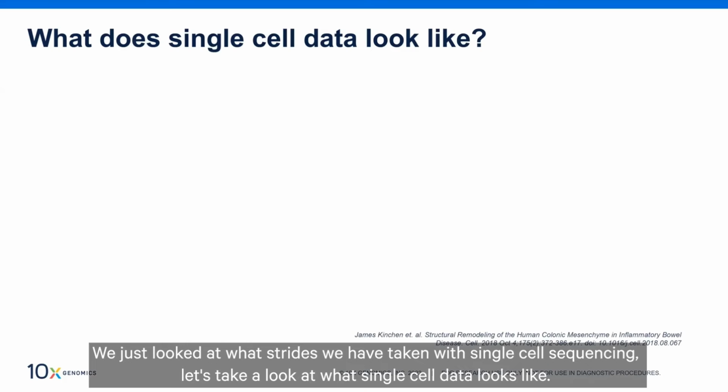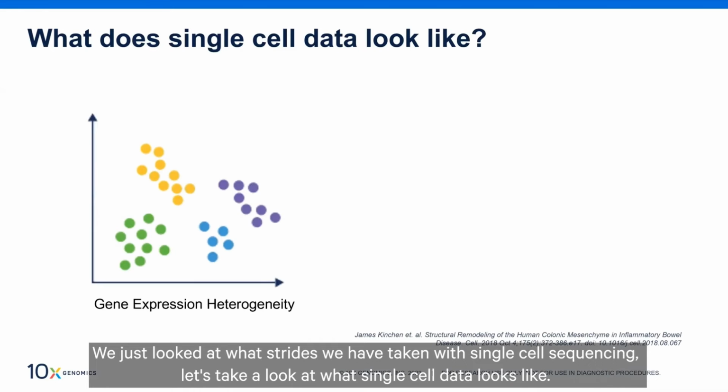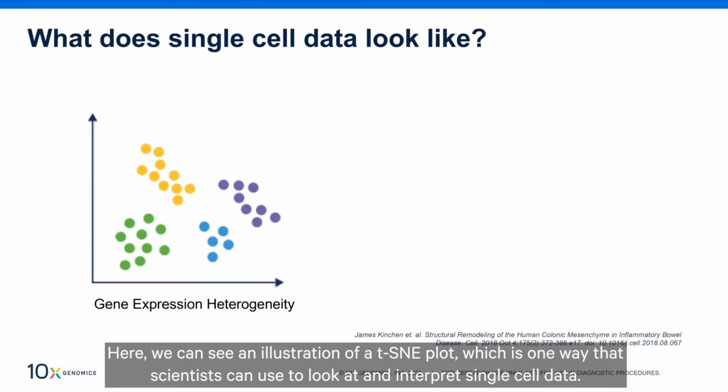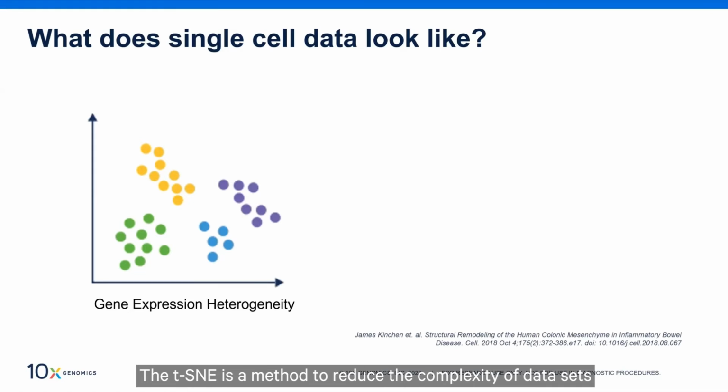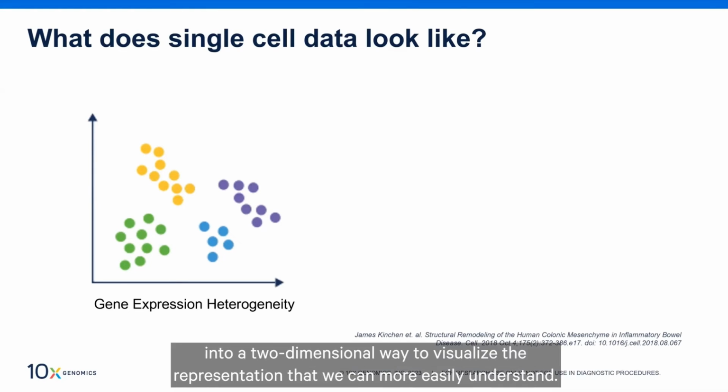So when we look at what strides we have taken with single-cell sequencing, let's take a look at what single-cell data looks like. Here we can see an illustration of a t-SNE plot, which is one way that scientists can use to look at and interpret single-cell data. And t-SNE is a method to reduce the complexity of data sets into a two-dimensional way to visualize the representation, that we can then more easily understand.